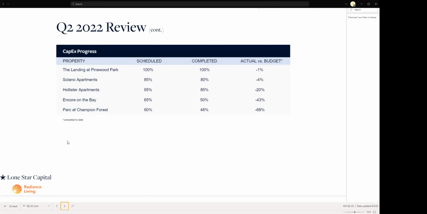For Encore and Park, these were properties acquired in 2022. Encore was actually acquired in December, close to the end of the year, late December. And Park was acquired in February. Here we're about halfway completed and roughly two-thirds scheduled. Here the same thing, exterior wise, we're pretty much completed and we're working through our interiors.